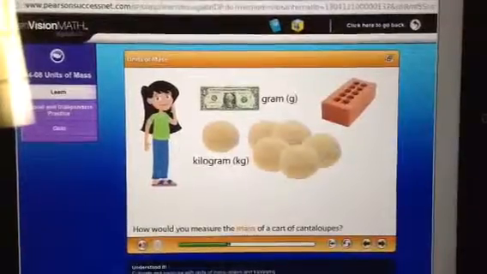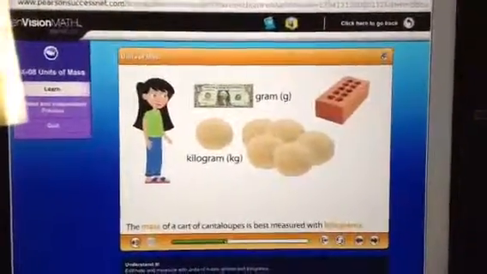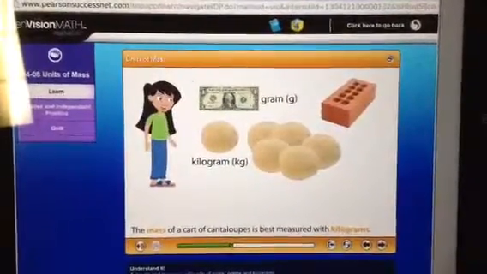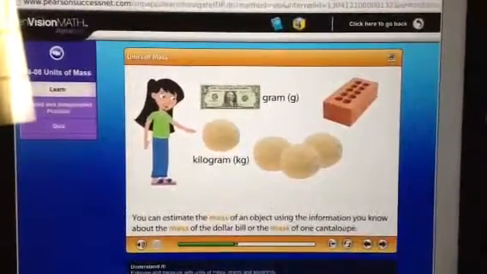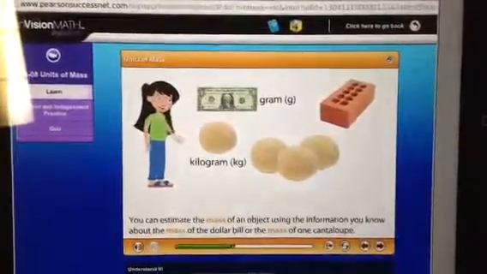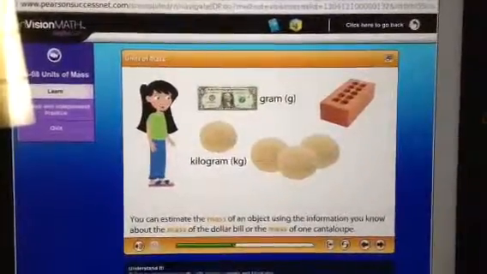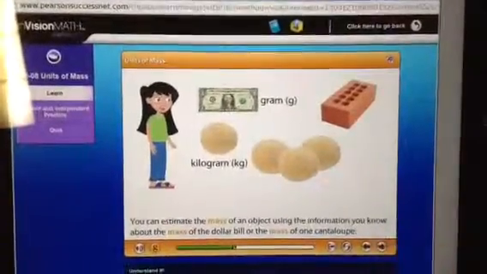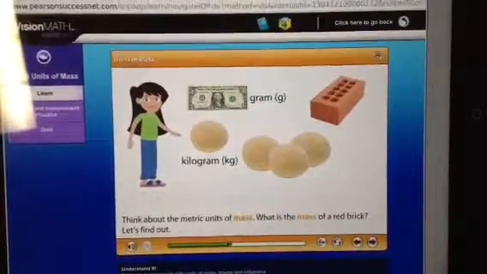How would you measure the mass of a cart of cantaloupes? The mass of a cart of cantaloupes is best measured with kilograms. You can estimate the mass of an object using the information you know about the mass of the dollar bill or the mass of 1 cantaloupe. Think about the metric units of mass.